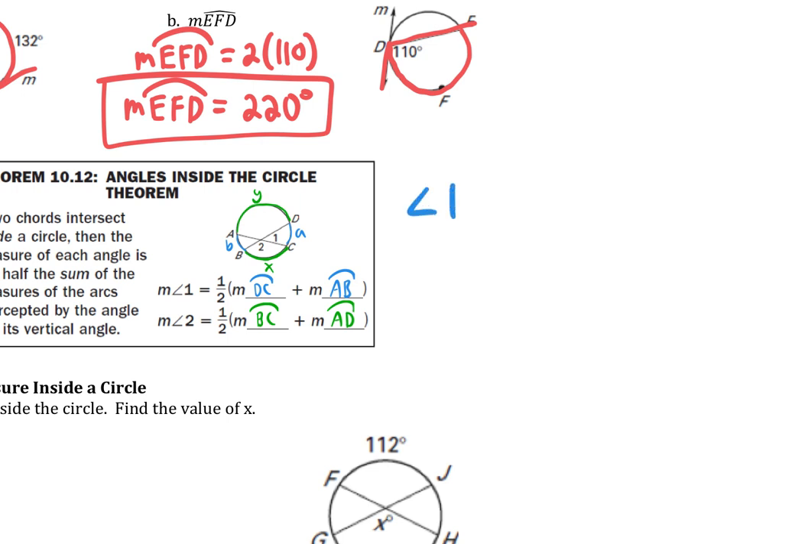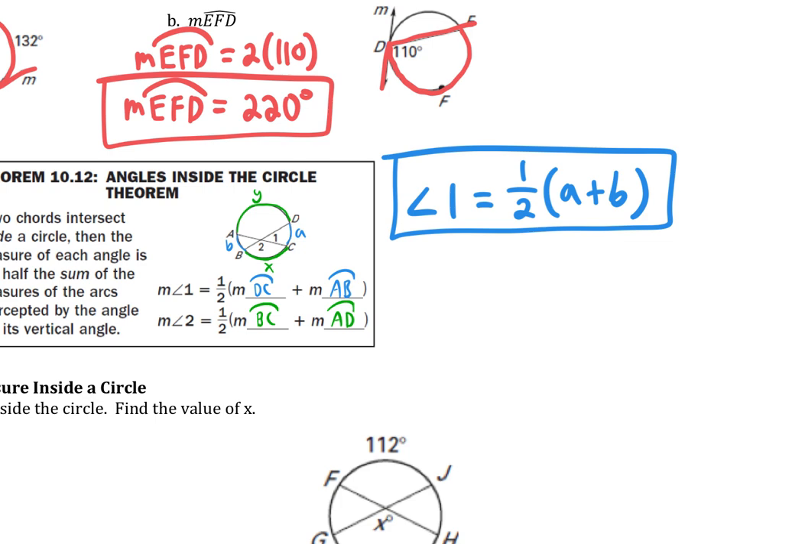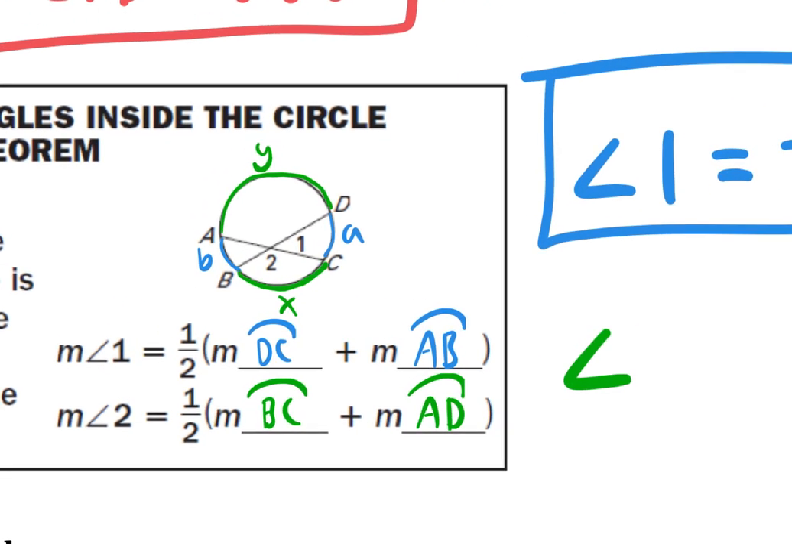Angle 1 is going to equal half of A plus B, and angle 2. So basically, whatever angle it is. For angle 1, it was right here, and that lines up with the angles of the arcs that line up with that angle, kind of across from them, right?